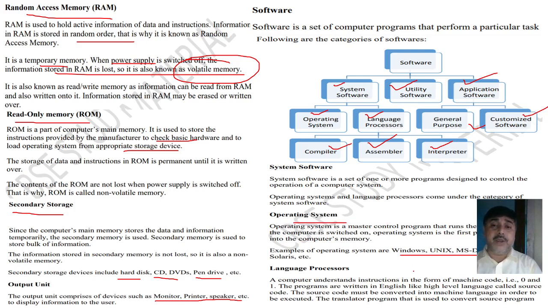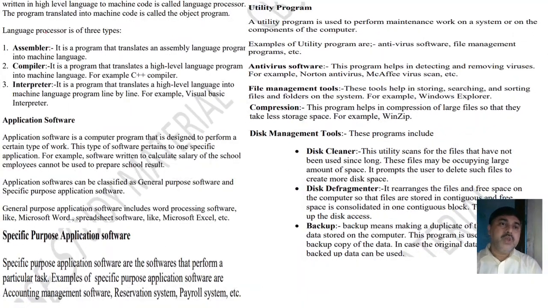Okay, Mac operating system. Language processor means the coding that we give is converted to machine language, the combination of 0 and 1, and based on that the particular work is done, isn't it? So we have language processors like the assembler. An assembler is a program that translates assembly language programs into machine language. A compiler is a program which translates high level language programs into machine language.